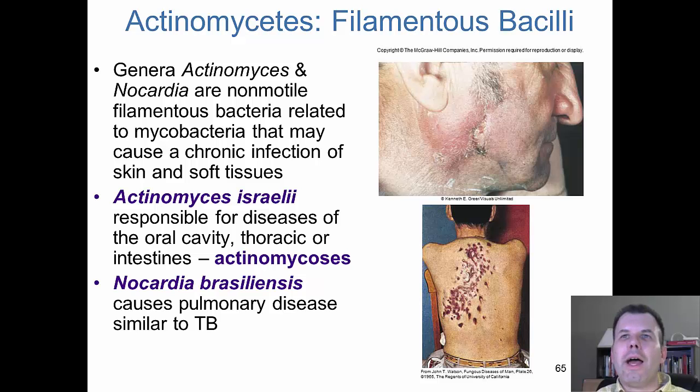All right, the last slide, and I promise we're almost done, is the actinomyces and nocardia. These are the non-motile filamentous bacteria related to the Mycobacterium and may cause chronic skin infection in the skin and soft tissues. Now, the reason why I bring this up is because we're seeing more and more of these infections now in people that have gone, military people that have gone to Iraq and Afghanistan are coming back with wound injuries and now getting these infections.